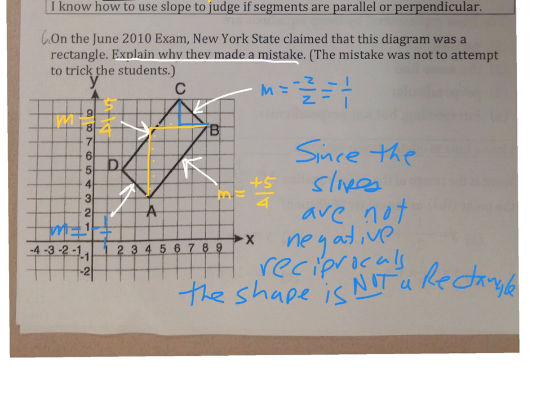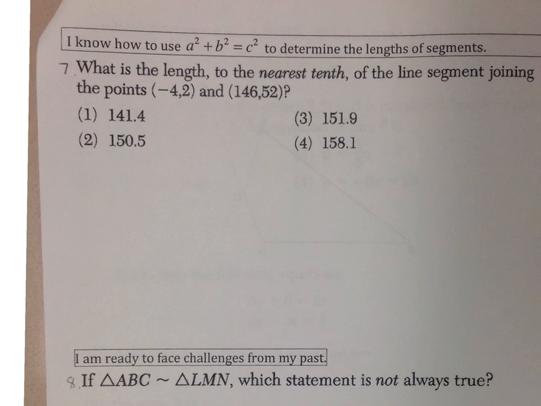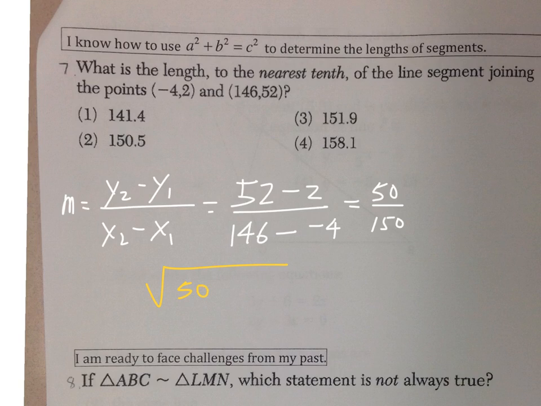Okay, I've got three more questions to go. All right, so I know how to use Pythagorean theorem to determine the lengths of segments. There is a way to figure out the slope that you should know. Subtract the y's, subtract the x's, and divide. So when I subtract the y's, I get 52 take away 2. When I subtract the x's, I get 146 take away negative 4. So I'd get 50 over 150. And I can use those numbers to calculate the distance.